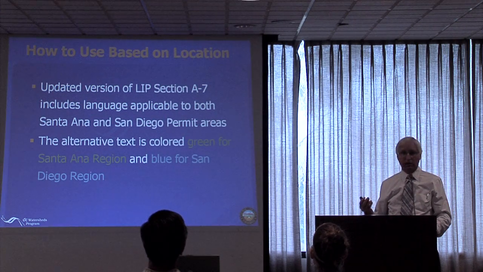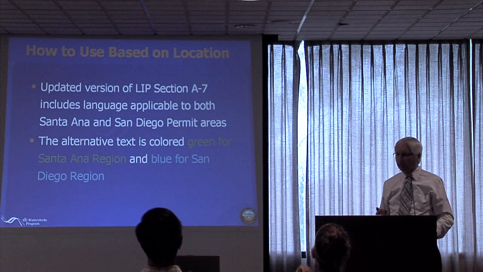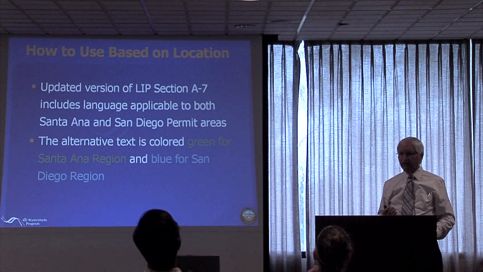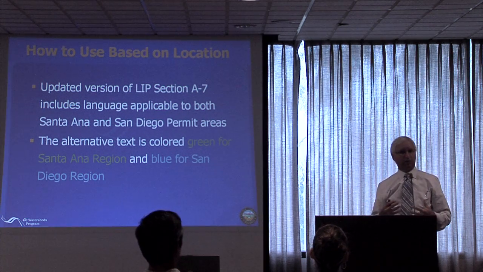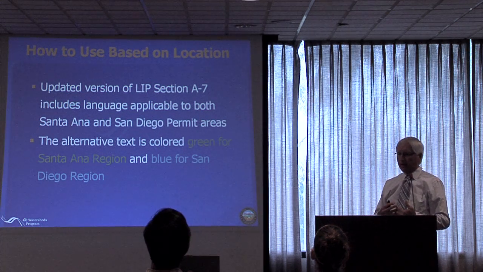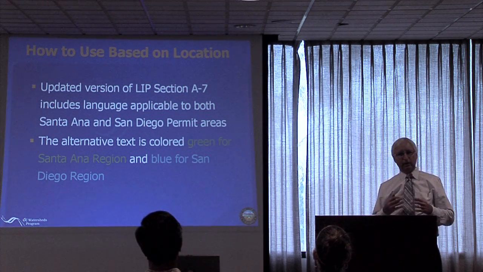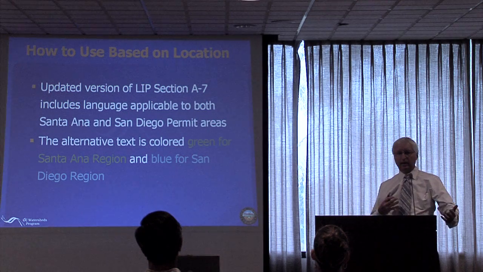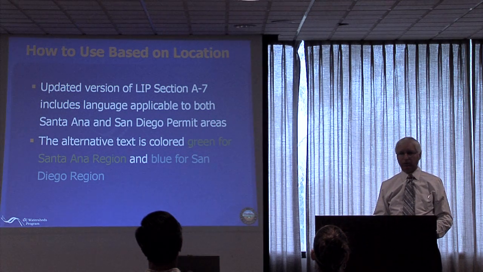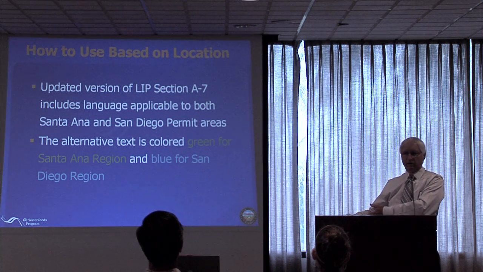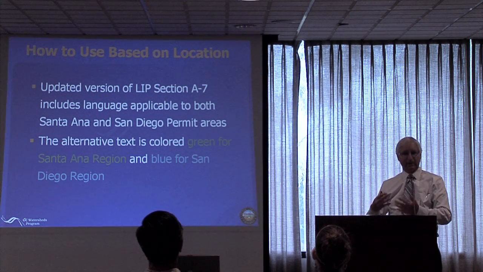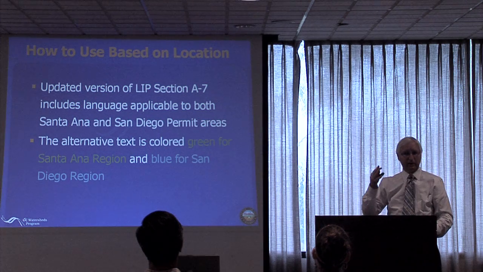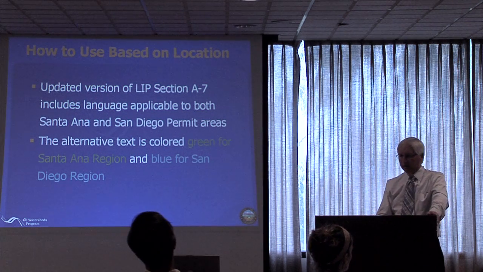And then there's colored language. I showed you the example before where we've tried to make it a dual purpose document so that you can edit it and take in and out and put in what's appropriate if you're in Santa Ana Permit Region or if you're in the San Diego region, and if you're in both, then you probably have to keep both language in there and line it up, but it should be pretty easy to do that.